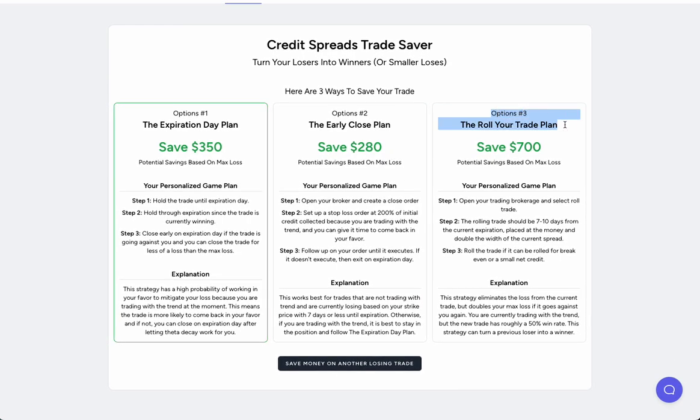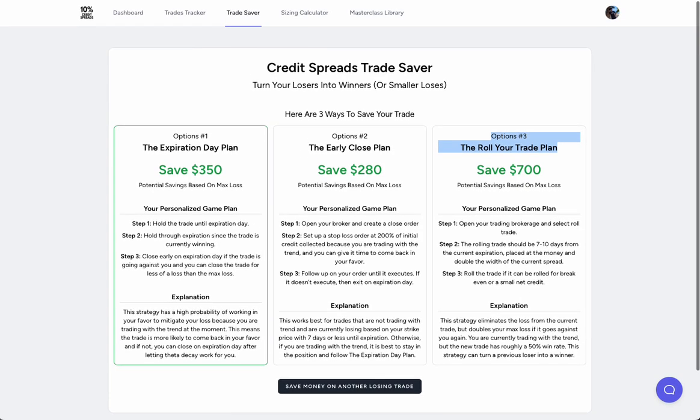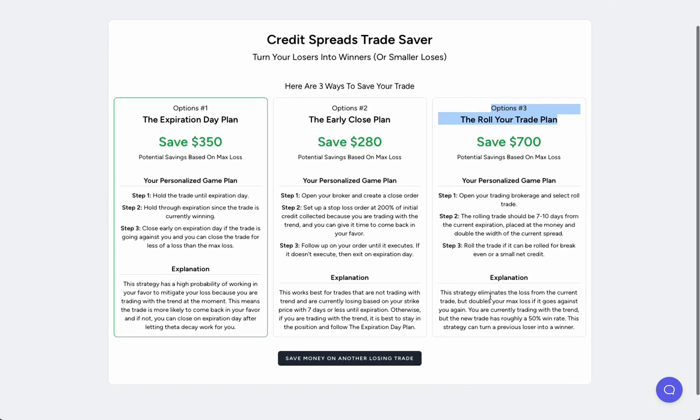Option number 3, this is for people who 100% believe in the direction that they pick. So this strategy eliminates the loss from the current trade. So instead of experiencing a loser like these, where you'll still experience maybe a 50% loss on the max loss, this one right here will reduce your max loss completely. But again, if you're wrong, it'll actually double your max loss if it goes against you again.